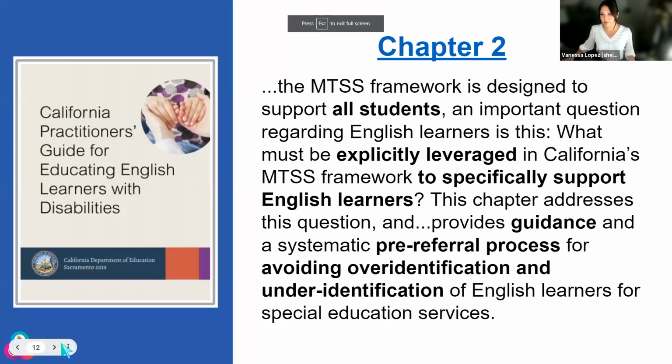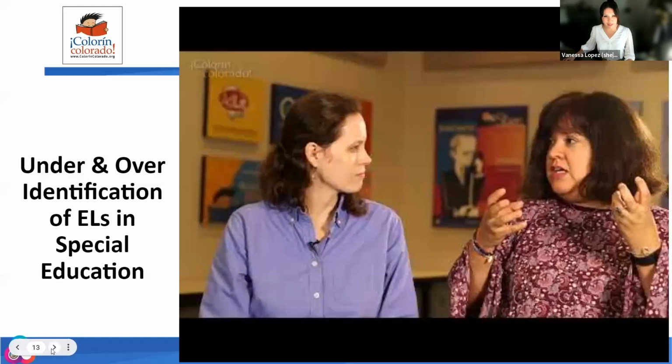So chapter 2, as previously alluded to, is focused on the MTSS framework and how the framework is designed to support all students, and how we will explicitly leverage the MTSS framework to specifically support multilingual learners, English learners. The chapter provides guidance for a systematic pre-referral process to help us avoid over-identification and under-identification of English learners, multilingual learners needing special education services.